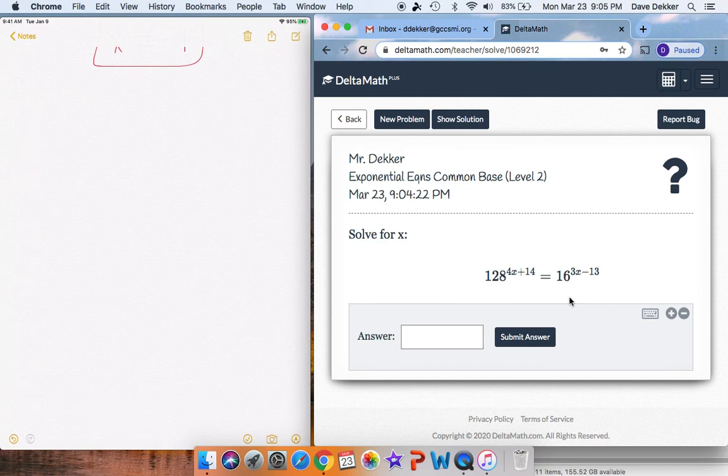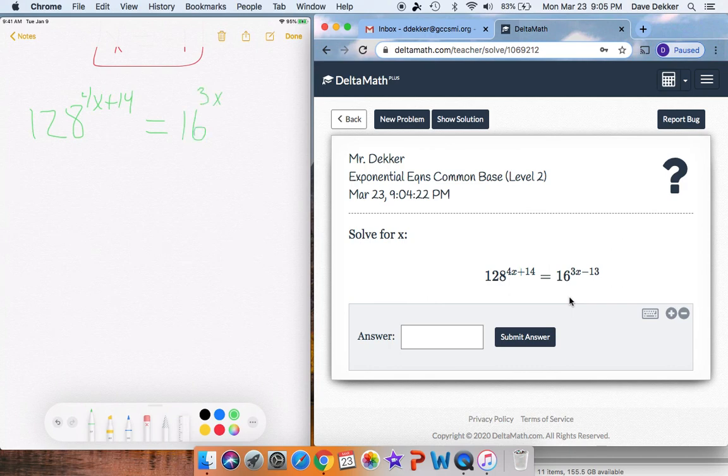Okay, so here's what I figured out by doing this. If I write the original here, 128 to the 4x plus 14 equals 16 to the 3x minus 13. Okay, what I know is that 128 is now 2 to the 7th. It's just some guesswork there. Just have to try some things. Okay, the 16, that was 2 to the fourth. So 3x minus 13 on the outside.